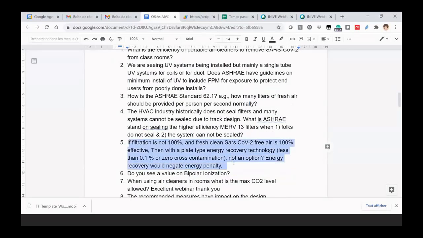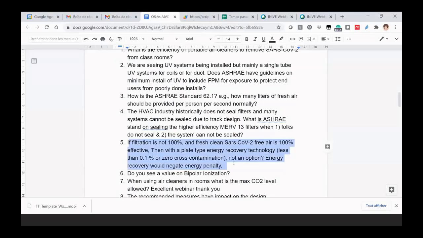If filtration is not 100% on fresh air, and SARS-CoV-2 free air is 100% effective, then with a plate-type energy recovery technology, less than 0.1% cross-contamination is not zero, so not an option. Energy recovery will negate the energy penalty?